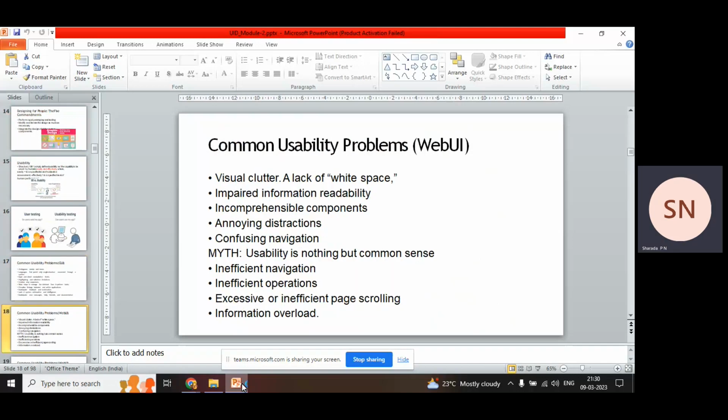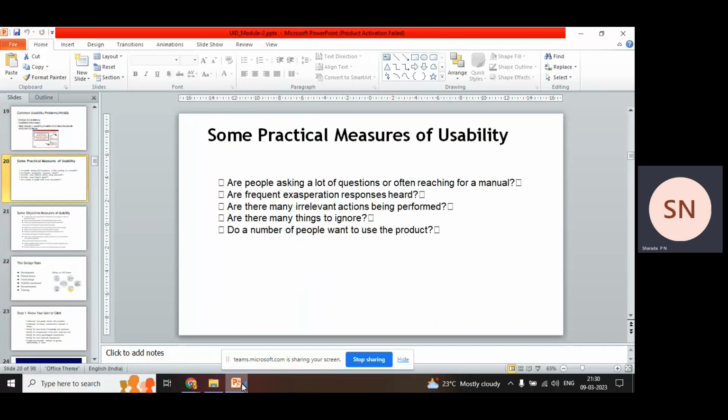Next, we will see some of the practical measures of usability.